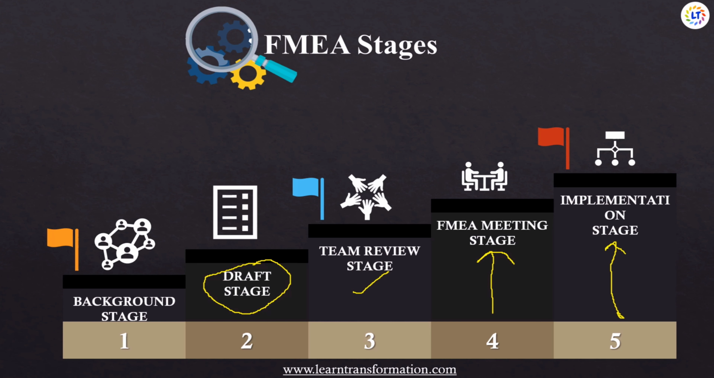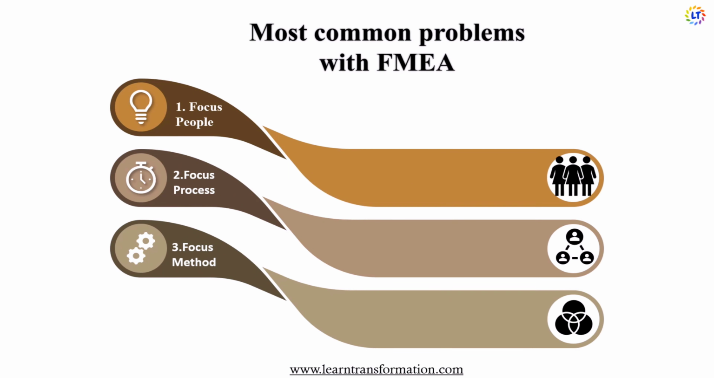Now let's see the most common problems with FMEA. The first is focus on people. It means not involving all of the right people, as executing an FMEA is always teamwork. And if you don't involve the right people, then there will be a lack of involvement and commitment.